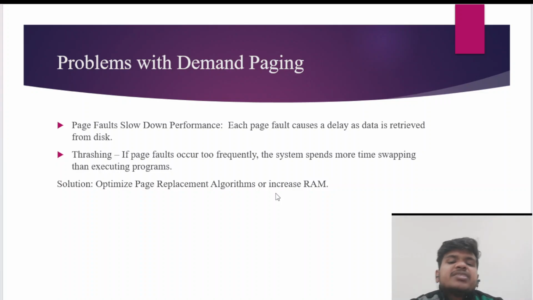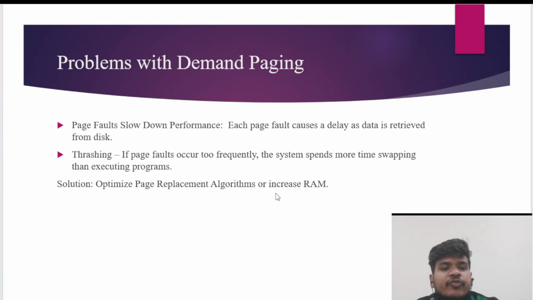Then we have the page replacement algorithm. The operating system uses different strategies to decide which page to replace when memory is full. Some of the common algorithms that we use is least recently used. What will it do? It will remove the least used page from that section.